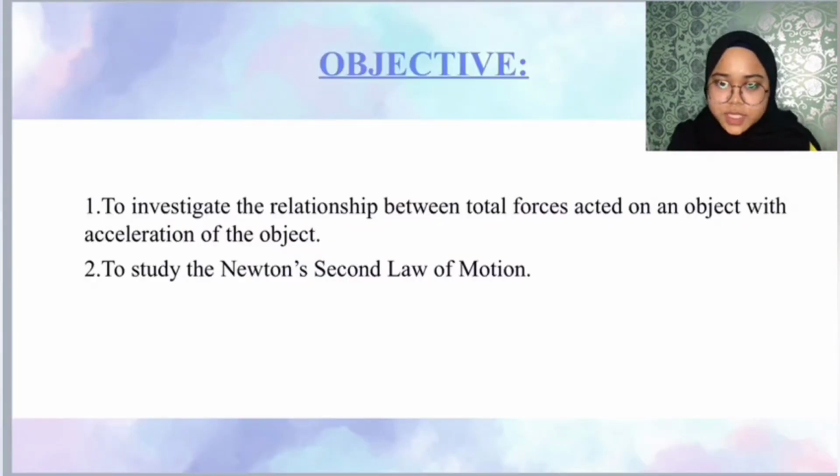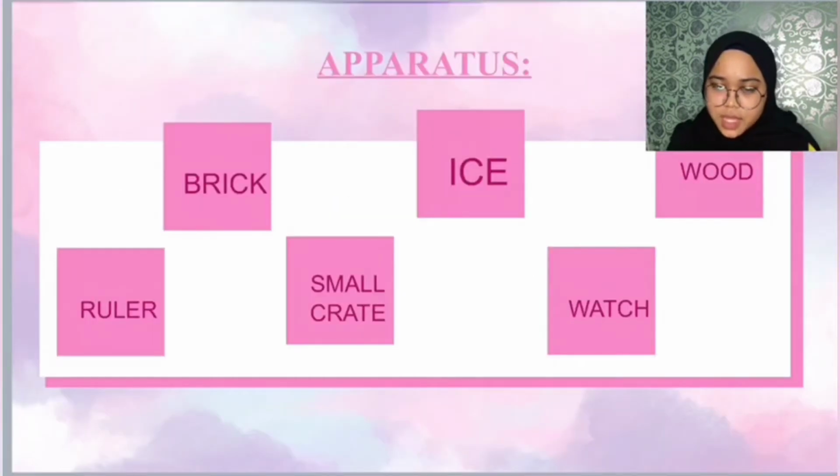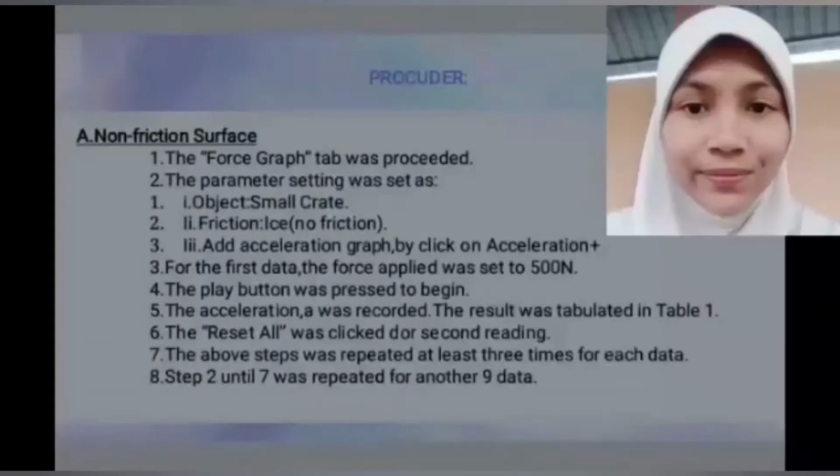Firstly, the objective. First, to investigate the relationship between total force acted on an object with acceleration of the object. Second, to study Newton's second law of motion. And the apparatus we use from PhET simulation is brick, ice, wood, ruler, small crate, and watch.